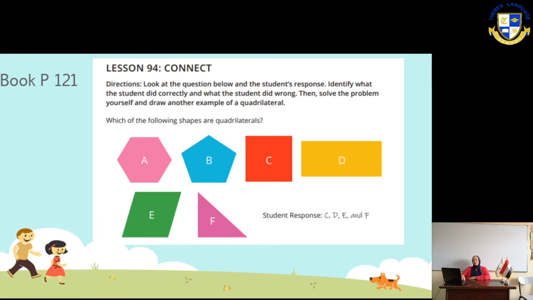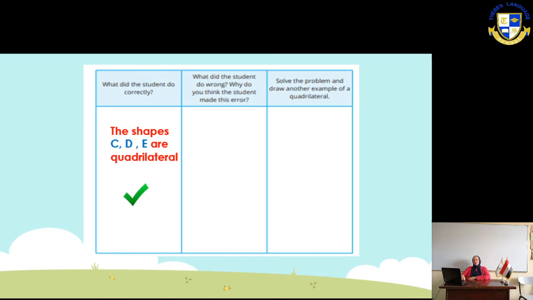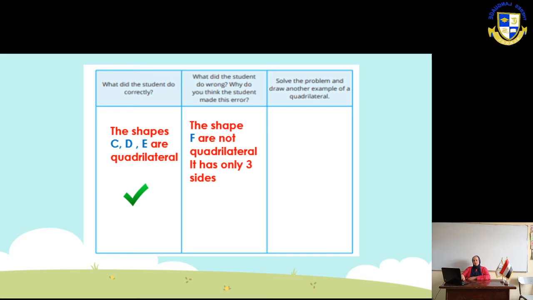So in the next page, what did the student do correctly? The shapes C, D, E are quadrilaterals. Yes, they are right. What did the student do wrong? The shape F is not a quadrilateral. It has only 3 sides, so it's wrong. Now we have another figure as an example of a quadrilateral. It's a trapezium.